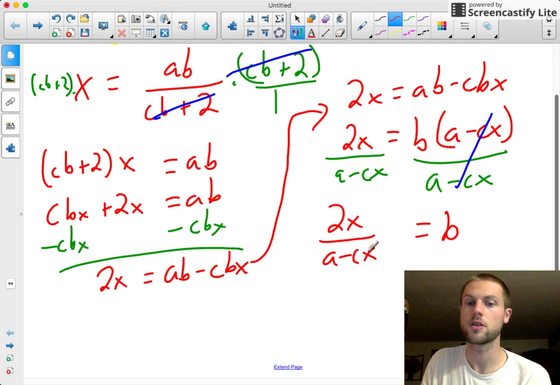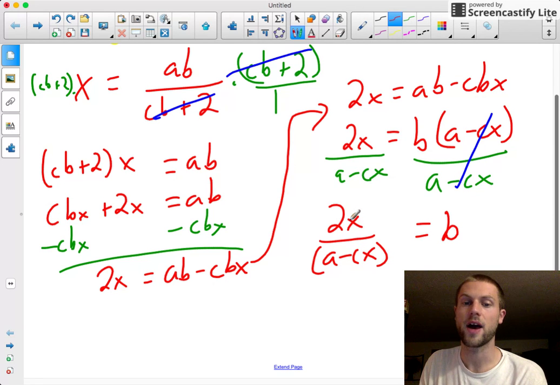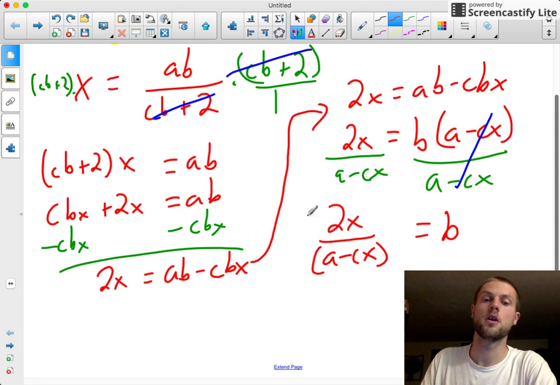Now I cannot cancel the x's here because this is an entire quantity, this binomial, and I'm not dividing x by x. If I were dividing x by x, I could cancel. But I'm dividing x by a minus cx, that entire quantity. So this is going to end up being my final solution here.